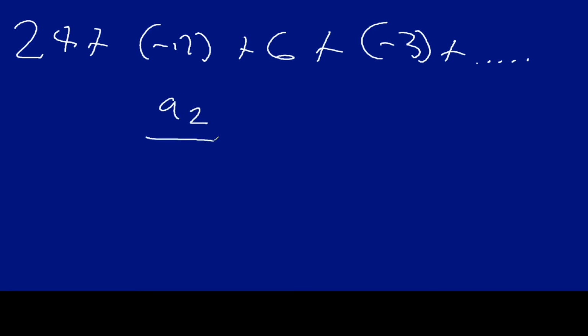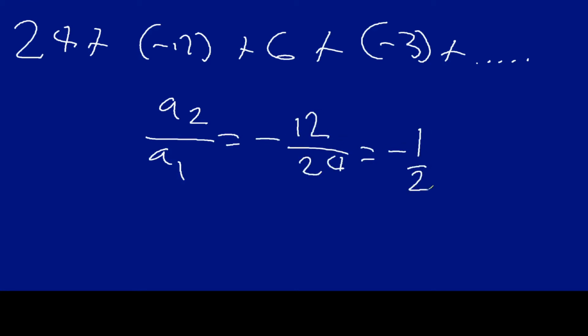And R can always be figured out with this little formula right here, A2 over A1, or any two adjacent terms. So with this in mind, my A2 is going to be -12 over 24. This gives me an answer of negative 1/2.